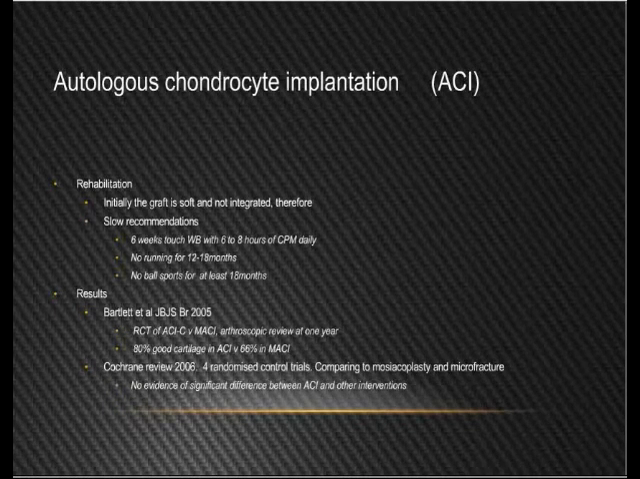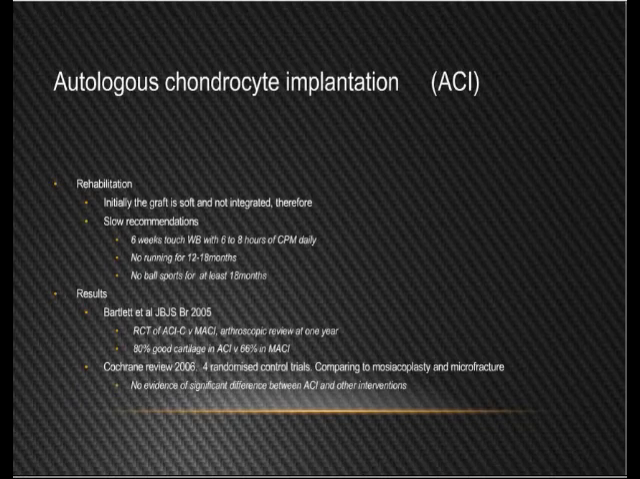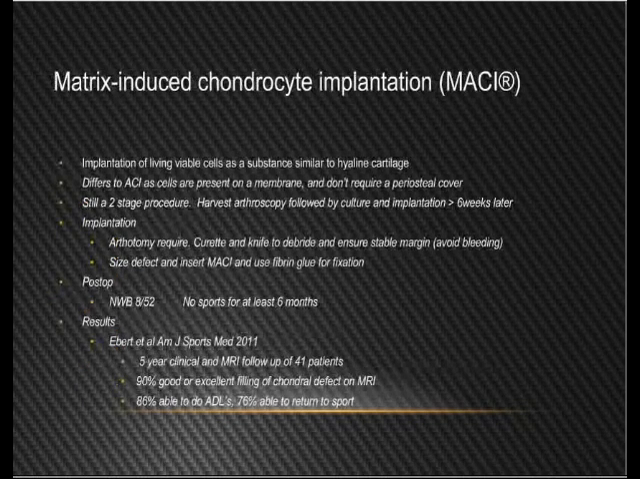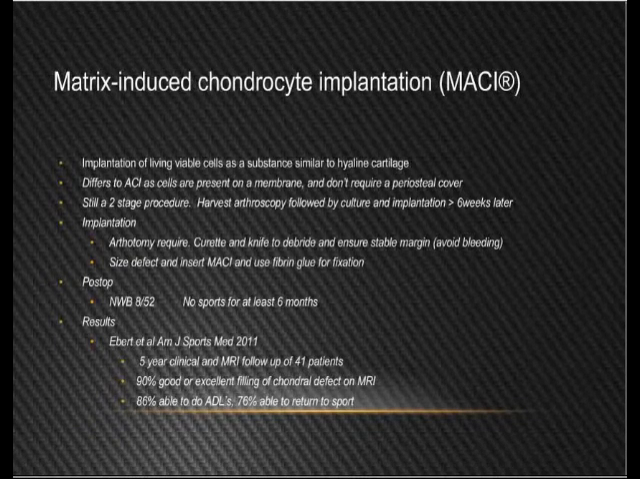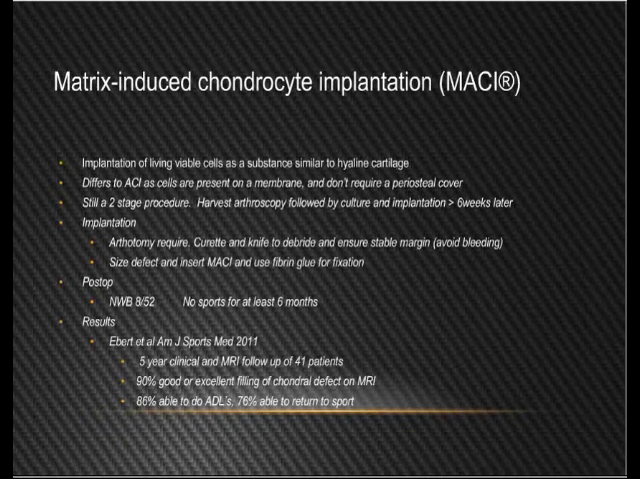Matrix-induced chondrocyte implantation, or MACI, is similar to ACI, but relies on implantation of living viable cells as a substance similar to that of hyaline cartilage. The cells are grown on a membrane and don't require the same periosteal cover. It's still a two-stage procedure. A harvest arthroscopy followed by culture and implantation approximately 6 weeks later.